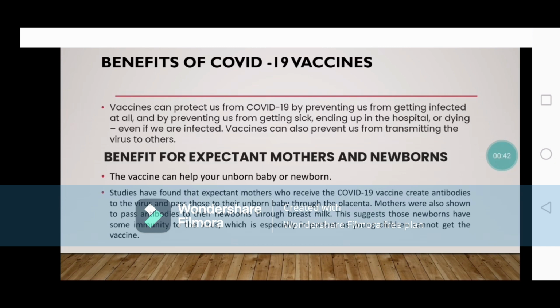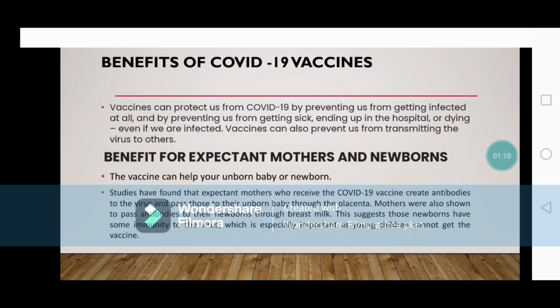Benefit for expectant mothers and newborns. This is the most important thing to know. The vaccine can help your unborn baby or newborn. Studies have found that expectant mothers who receive the COVID 19 vaccine create antibodies to the virus and pass those to their unborn baby through the placenta, because mothers transfer things through the placenta to their unborn babies. In this way, somehow the unborn babies were also vaccinated. Mothers were also shown to pass antibodies to their newborns through breast milk.